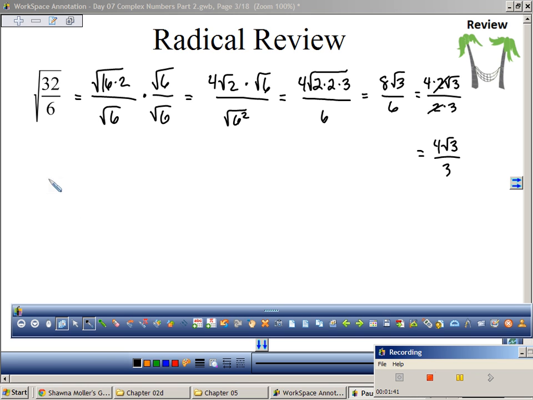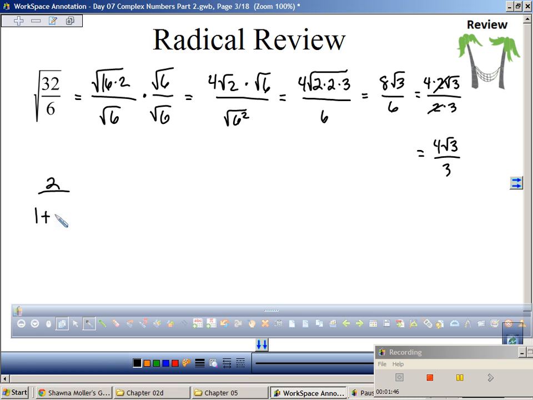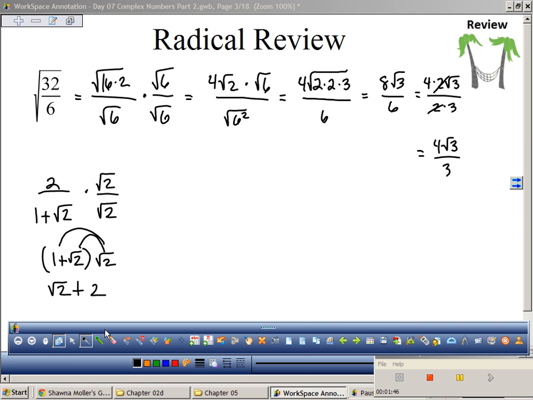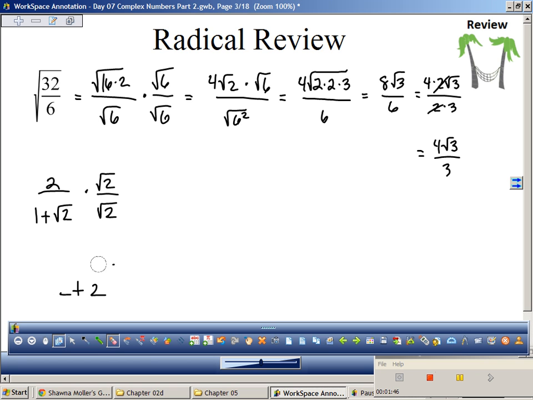What if I had 2 over 1 plus root 2? Can I multiply that by root 2 over root 2? No, because if I were to do that, I would get root 2 plus 2. That doesn't get rid of my square root. I can't do that.